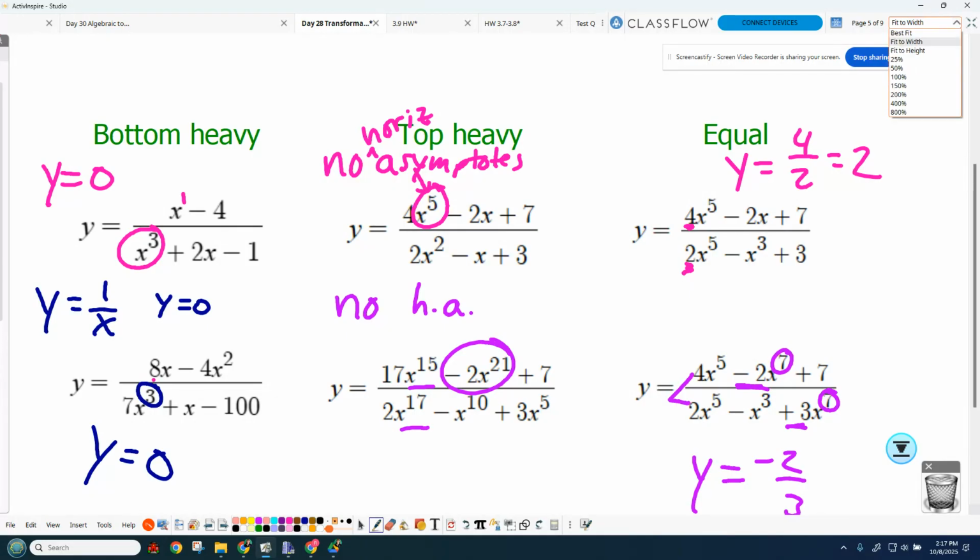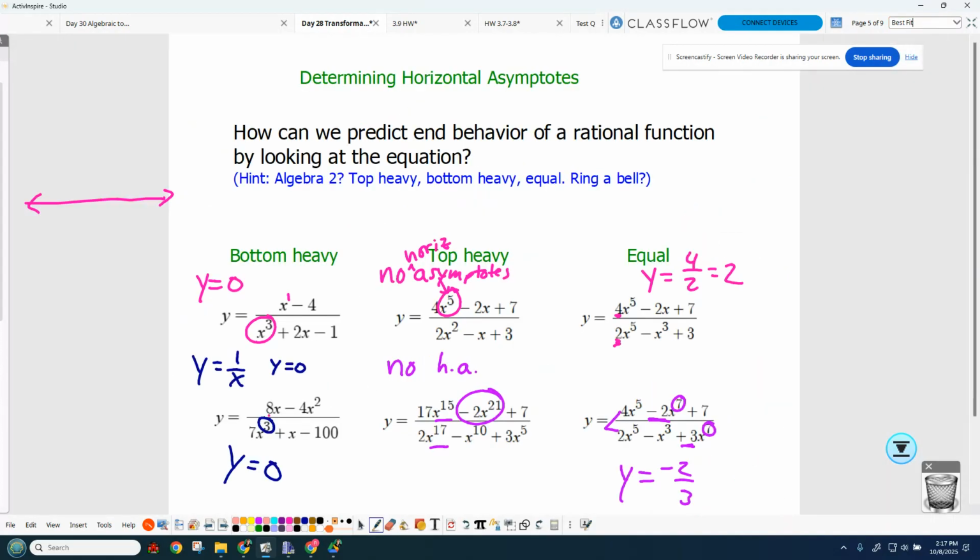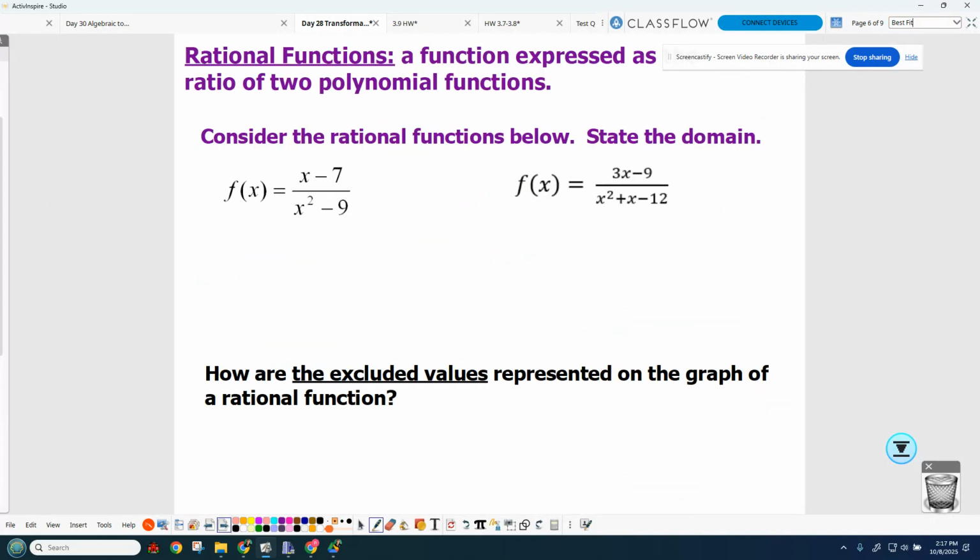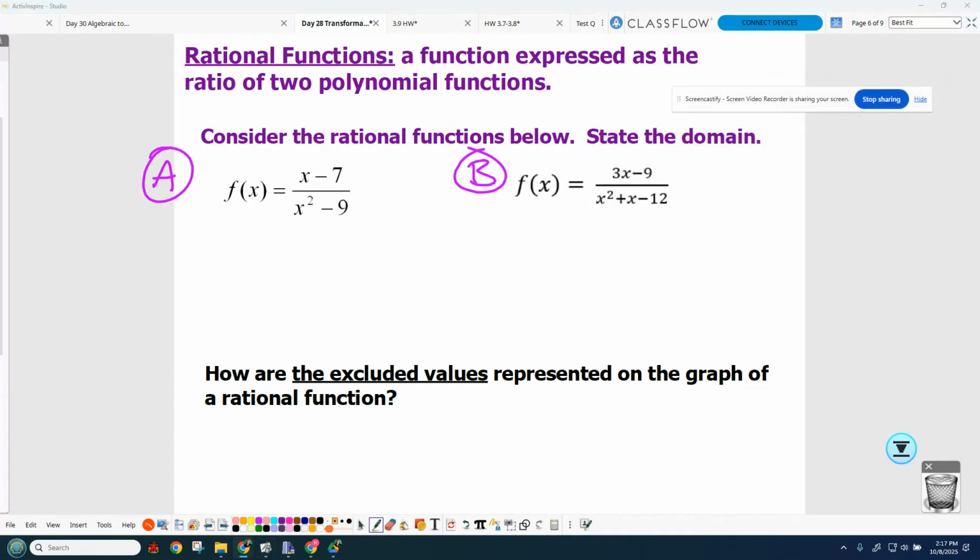Your homework is on Delta Math, please do it. I'm gonna check. So first question here, with your group, write these 2 examples down, just A and B. What's the domain? This is do-it-now work. Homework is on Delta Math.